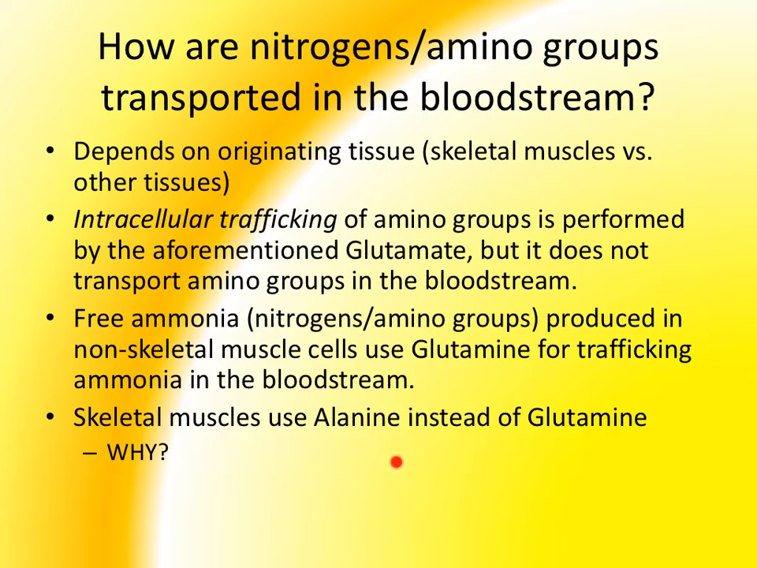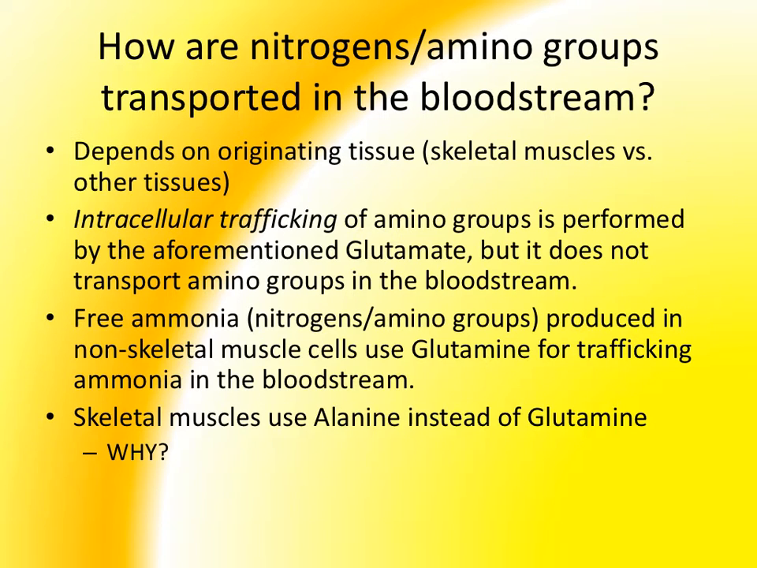Skeletal muscles use alanine instead of glutamine. Does anyone remember what happens in skeletal muscles? Like the anaerobic? Right, because under anaerobic conditions we get a lot of pyruvate and lactate, stuff like that. So that's why it makes sense. They have a lot more alanine around. That's actually, I jumped the gun. I went out of order.